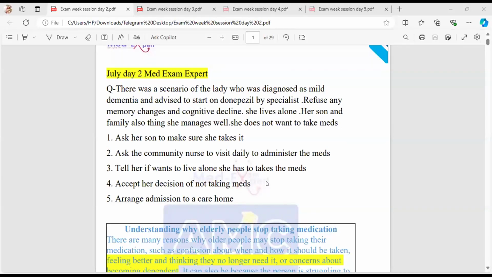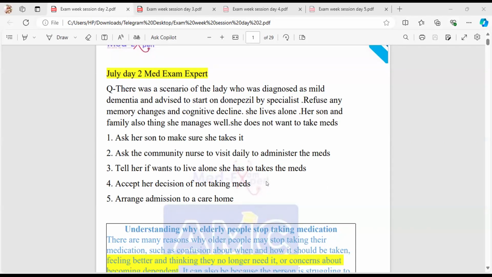there was a study of the lady who was diagnosed with mild dementia and advised to start on donepezil by a specialist. She refuses, denying any memory changes and cognitive decline. She lives alone. Her son and family also think she manages well. She does not want to take medicines. I didn't see this question before July, but in July this question was very controversial for so many doctors. The doctors say that this question is related to dementia, and here the patient has mild dementia, so we just follow the wish of the patient.